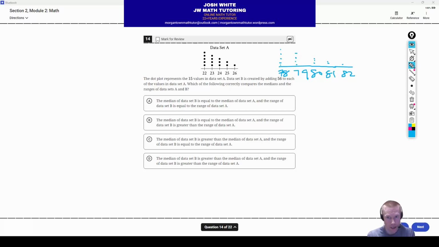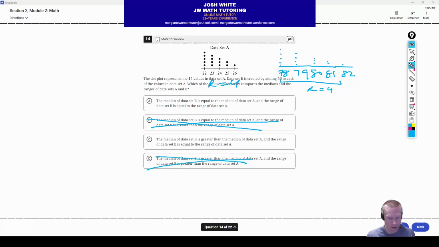So which of these correctly, so we're comparing the mean and the range, okay? So first of all, notice the range, which is just the difference between the highest and lowest values, hasn't changed. It's 4 for the first one, 26 minus 22. So the range for the first one is 4. The range for the second one is also still 4. Okay? So the range of B is equal to the range of A. So if we go through the answer choices, we can eliminate this one. It's not greater. We keep A, range is equal. We keep C, range is equal. And we can eliminate D.